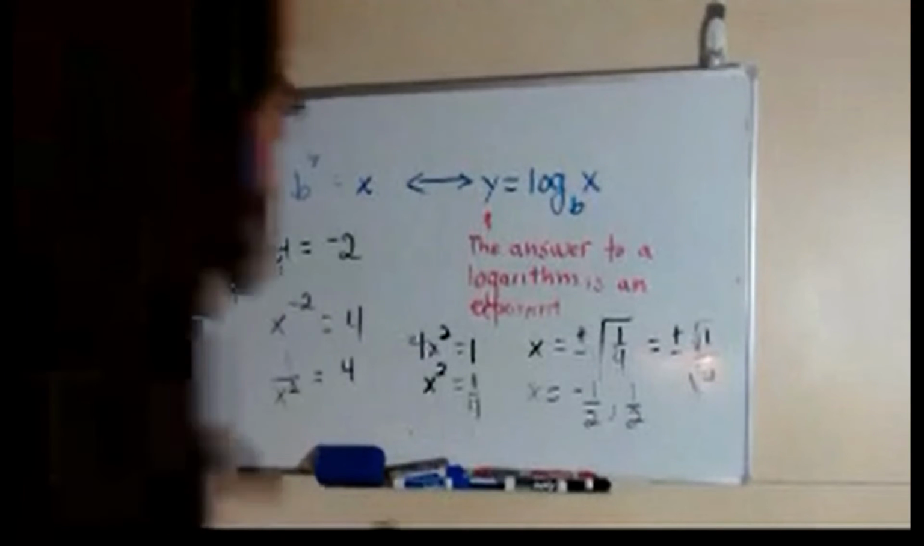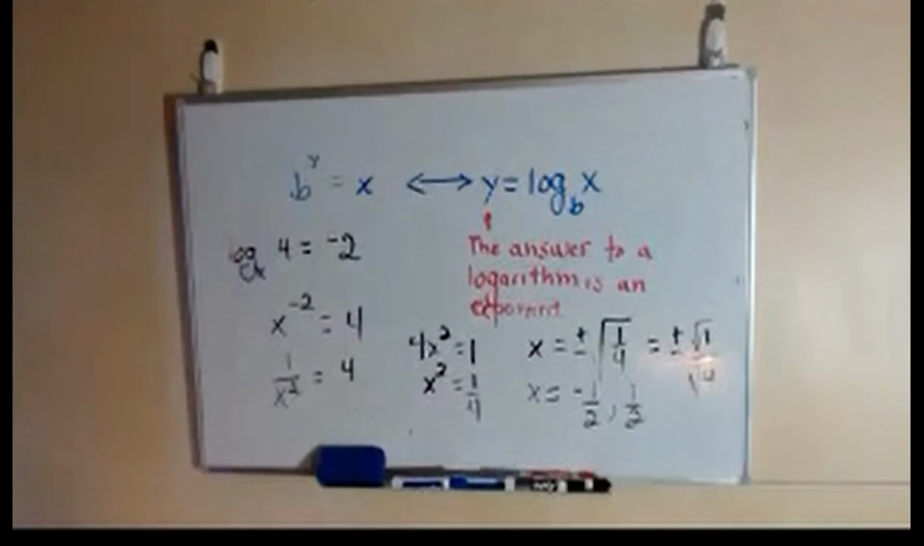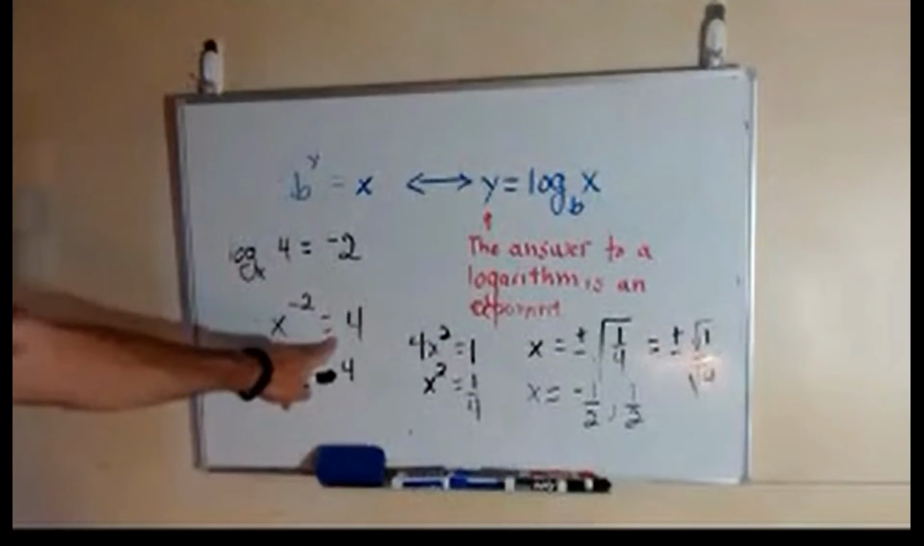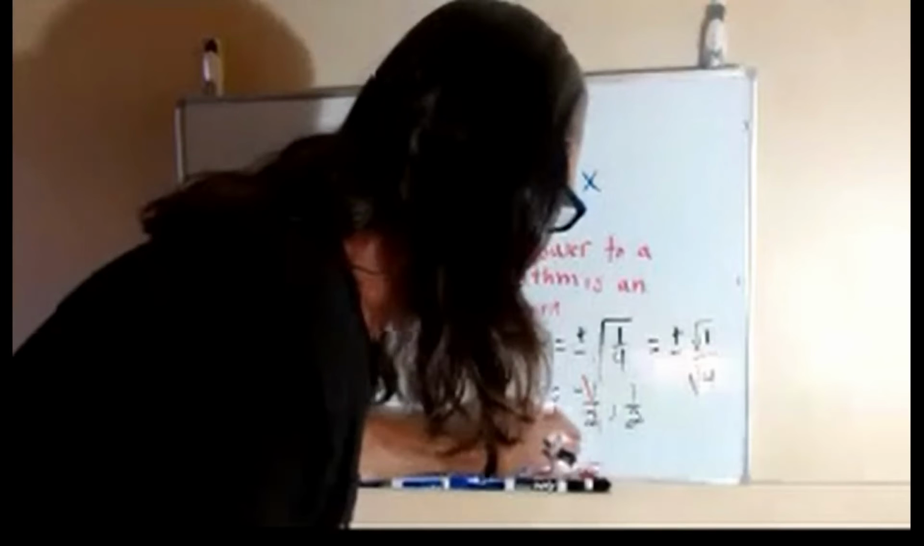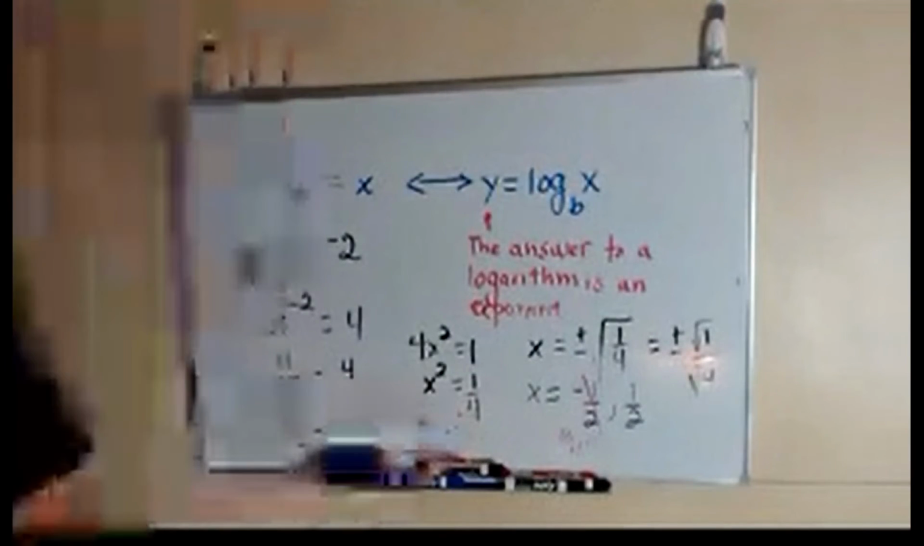However, x is supposed to be a base in the original. Both of those numbers are solutions to this exponential. Well, it's not even an exponential equation, it's a quadratic equation. But in the original, talking about a base, and a base must be positive. So I'm going to reject the -1/2 and just put in 1/2 for my answer.